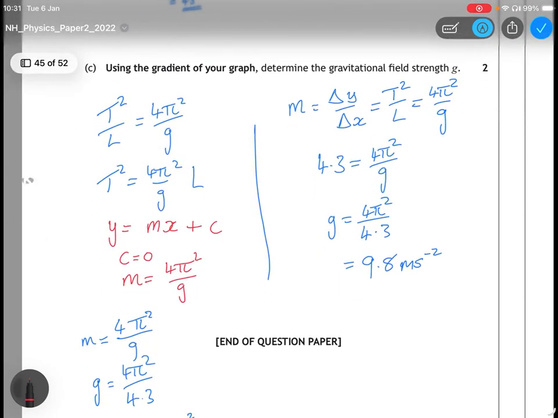Right, the other way of thinking about it is to look at it this way, just picking up the formula as they had it. Now the gradient is vertical over horizontal, and on the vertical axis they had t squared, and on the horizontal axis they had L. So t squared over L must be the gradient. So the gradient equals 4 pi squared over g, and again you're picking up the story from here, look. You can rearrange for g and get your value for g. Remember, you must use the gradient. It tells you that in bold.